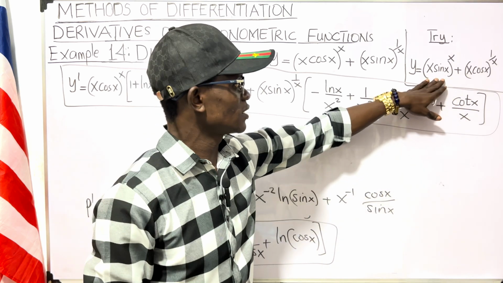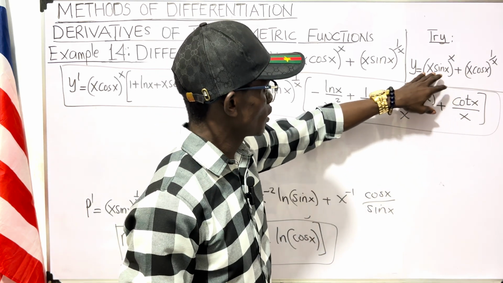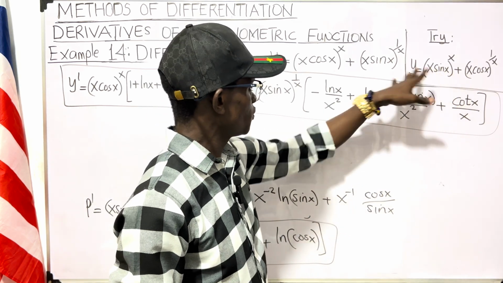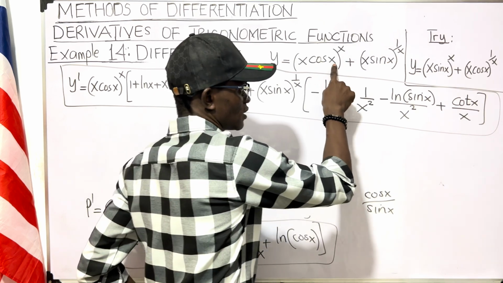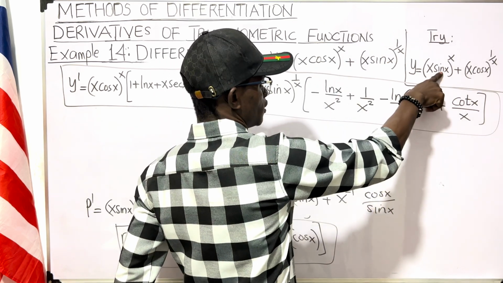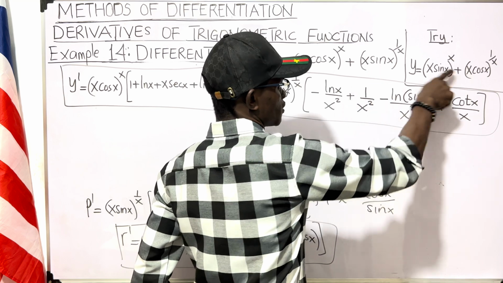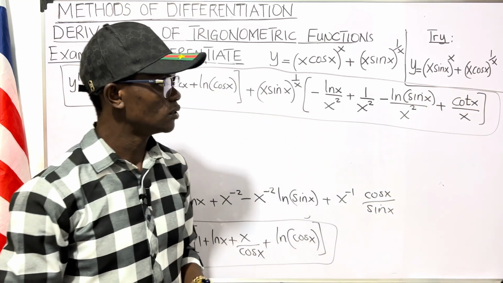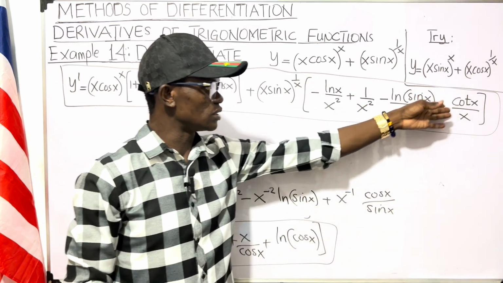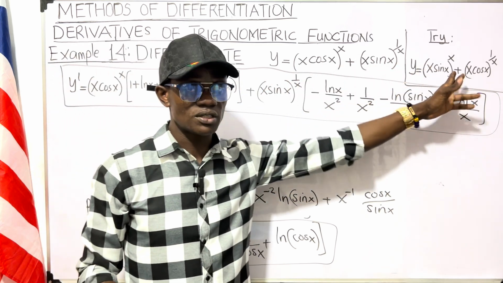So now you can practice this particular problem. It's similar, I just changed a few things. So this cos of x, I replaced it with sine of x. This sine of x, I replaced it with cos of x. That's all I did. So you can now practice this one, use the same step, and find the derivative of this function.